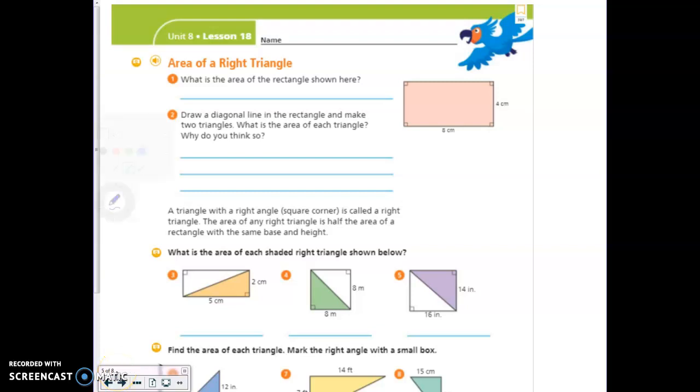All right, welcome back, fifth graders, to another lesson on area. This time we are going to switch gears and find the area of a right triangle. Right up here, looking at that for our title.